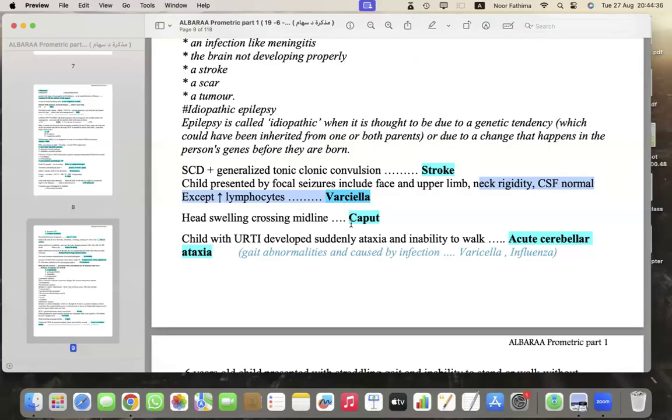Head swelling crossing the midline is caput. We should know which crosses the midline and which doesn't cross the midline.